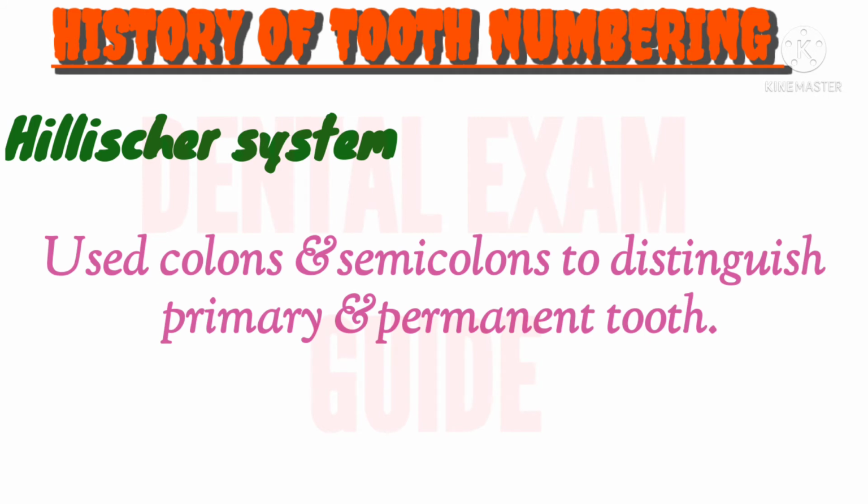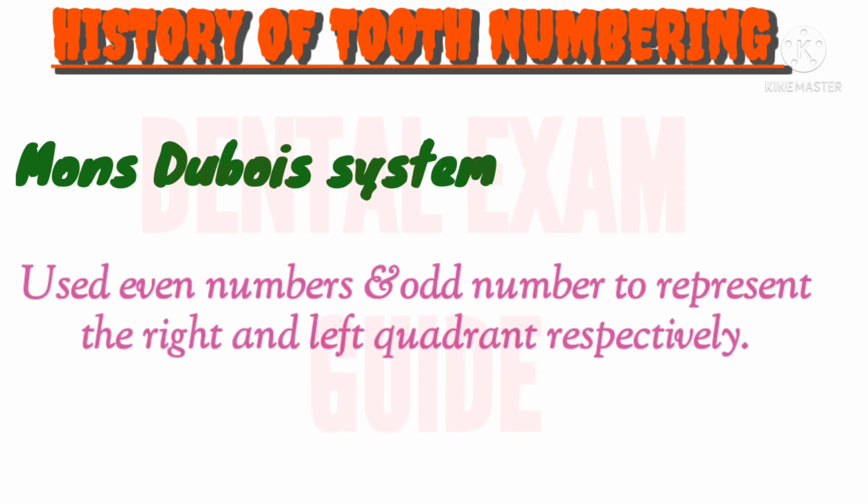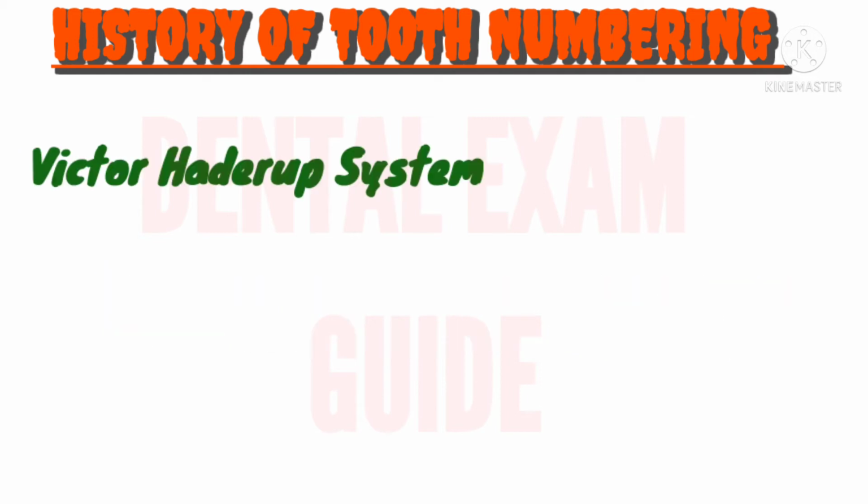Many other systems were also in use at that time, but they were not officially recommended, and a few among them are Haderup system. Hillischer system, which used colons and semicolons to distinguish the primary and permanent teeth. Next one is Mons Dubois system, which used even numbers and odd numbers to represent the right and left quadrants respectively. Another one was Victor Haderup system, which used plus and minus signs to denote upper and lower quadrants.